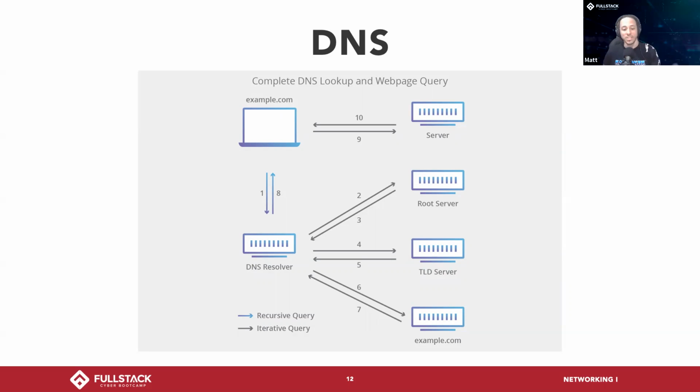But we don't have the full answer yet. We need the TLD, the top level domain. This will be like the .com, the .gov, right? That area. So we're going to send another request. That's request number 4. It sends to the TLD server. The TLD server responds with number 5 to the DNS resolver.